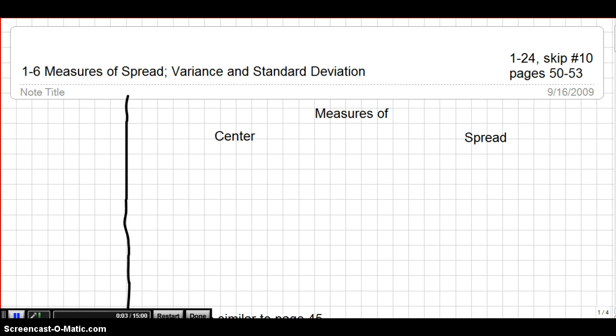This lesson is for FST Lesson 1-6 on two new measures of spread, variance and standard deviation. Students have heard of measures of center before. We studied them previously in this chapter. They are the mean, the median, and the mode. Those should all be review items for students, not only from this chapter but from previous math years.